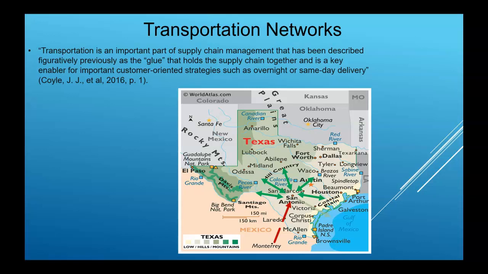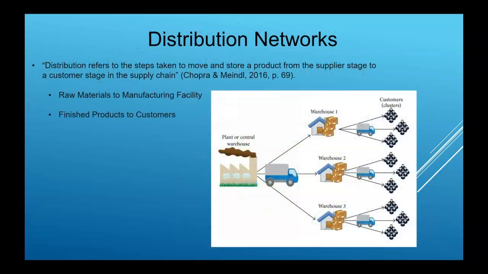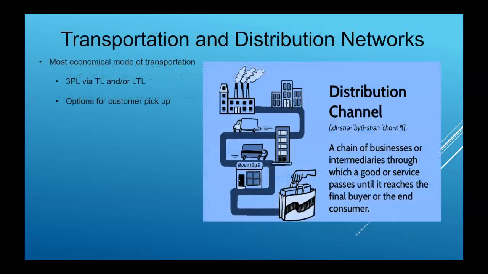Now, transportation is the lifeblood or the glue that holds the supply chain together. It is recommended that Grandma's Apple Butter outsource its transportation and distribution network to a third-party logistics provider. This will allow them to focus more on manufacturing and producing their products. Their distribution network will also include outsourcing to a third-party logistics provider. The money they save on fuel and maintenance and labor can be used to be more efficient and responsive.